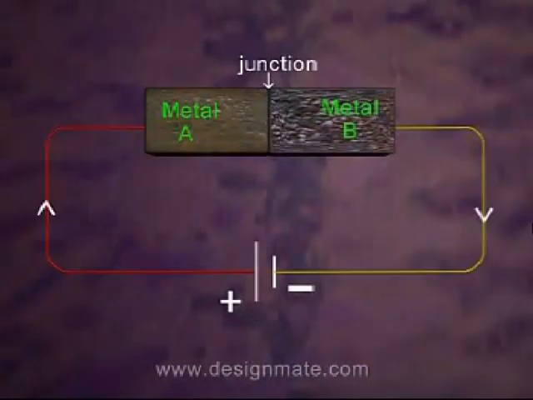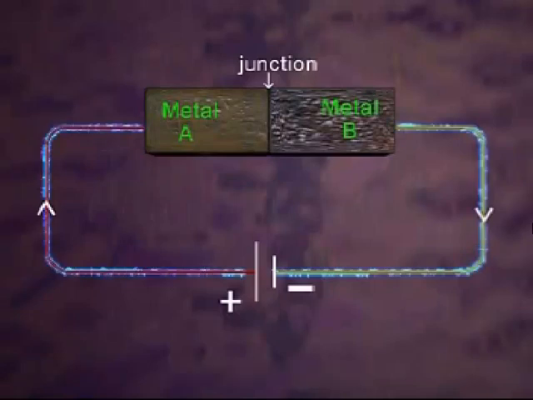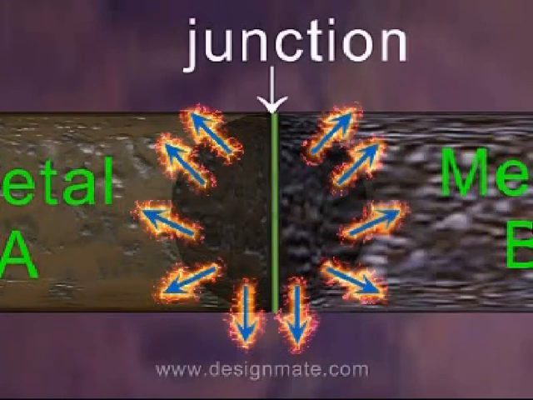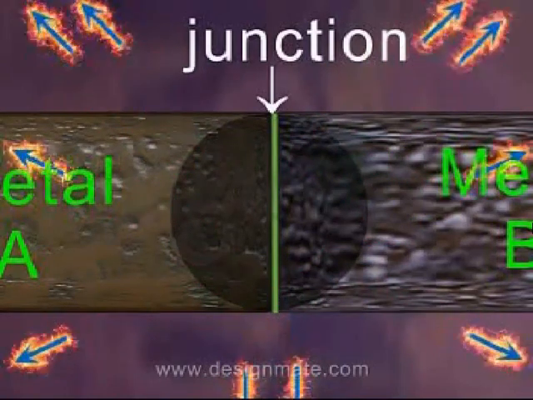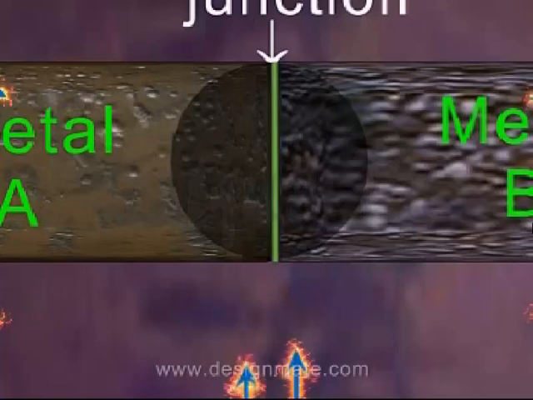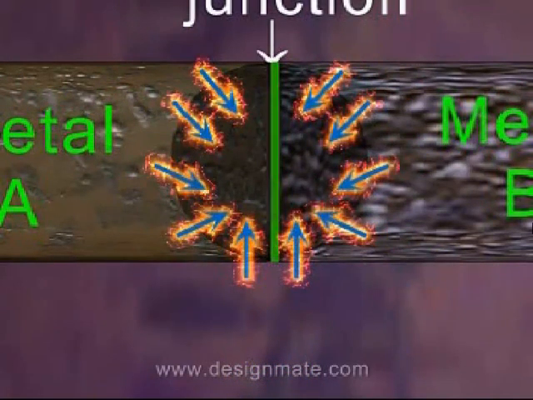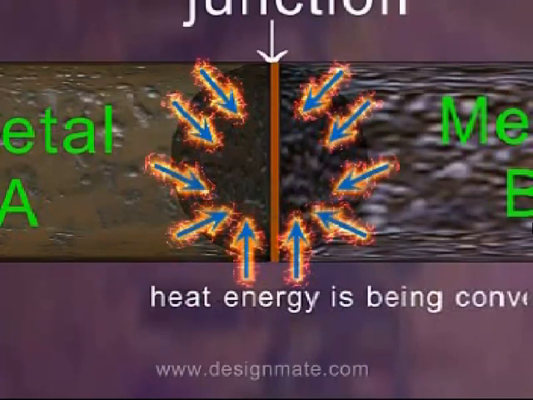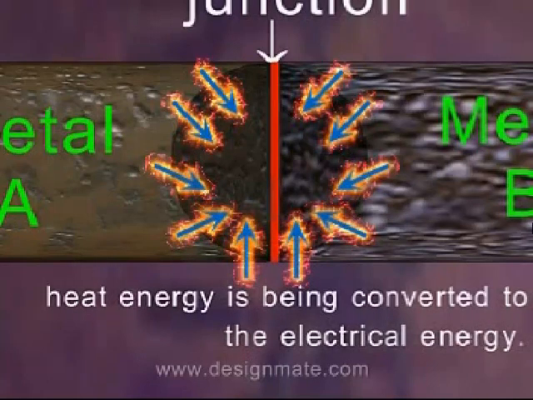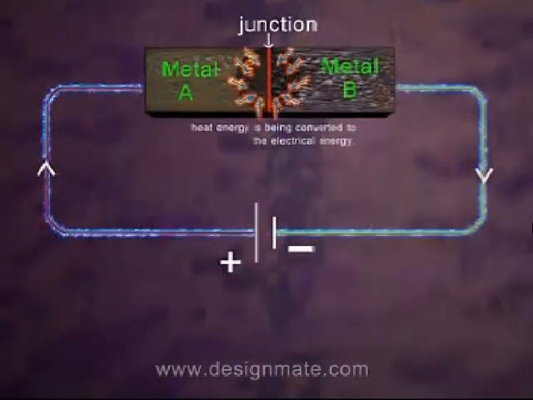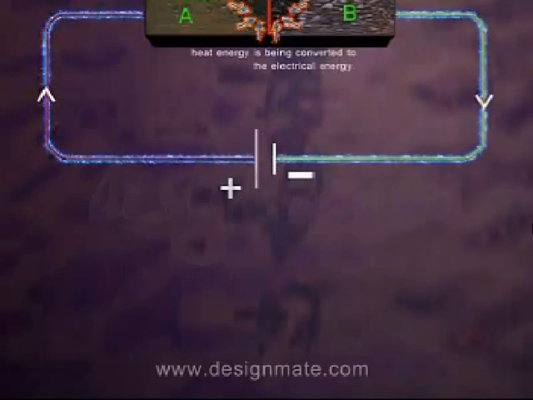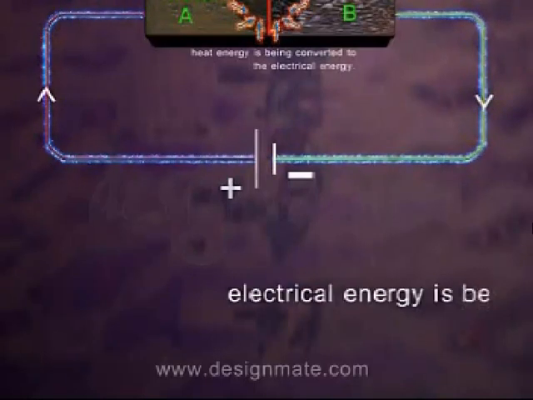On reversing the direction of the current, the sign of the heat exchange reverses. That is, if the junction were releasing heat, it would start absorbing heat from the environment. If heat is absorbed at the junction, it means that the heat energy is being converted to electrical energy. If heat is released, it means that the electrical energy is being converted to heat energy.